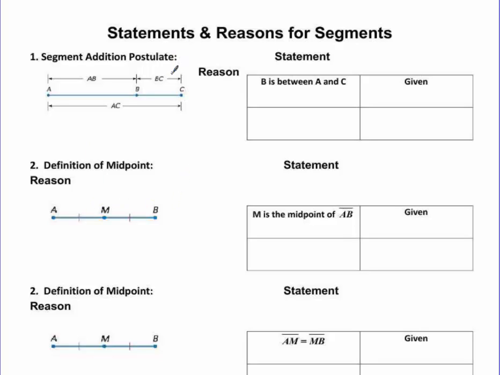So if we flip over to the back, we're going to see several pictures that we're familiar with, but we're going to learn a little bit more about how to use these in proofs. So the first one we see is the segment addition postulate, which says that that piece plus that piece equals the whole thing. And anytime you see that B is between A and C, what you see in this picture, you can always say that AB plus BC equals AC. And your reason is the segment addition postulate.